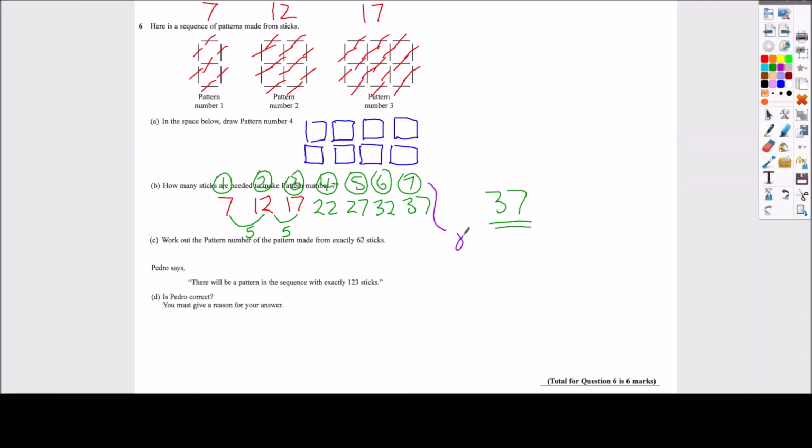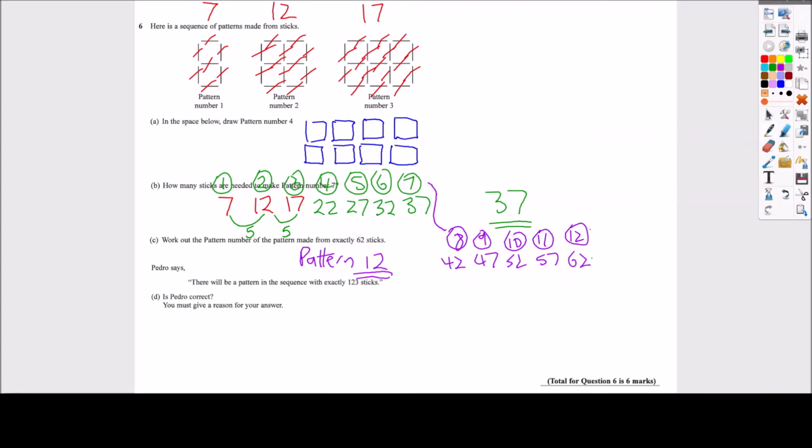So pattern number 8 is going to have 42, pattern number 9, 47, 10, 52, 57, 62. So I think given we don't have to go too far, it's just easier to carry on with the pattern. So which pattern number would it be? It's going to be pattern number 12. All right, pattern number 12, 62 sticks.